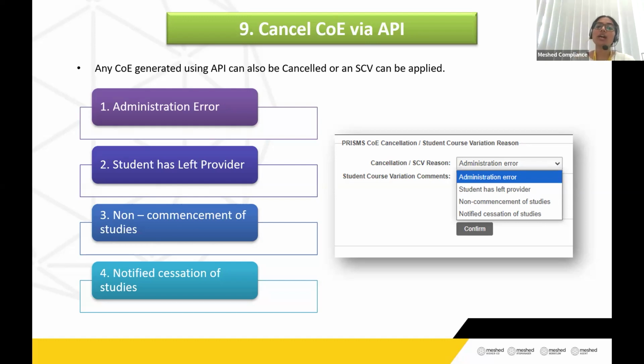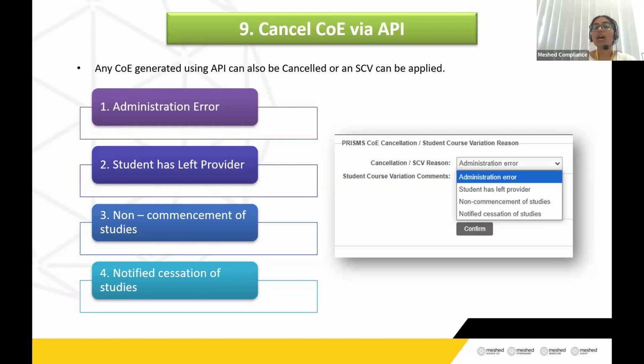Second option is the student has left provider, as you can see. This is used when ideally the student has notified the provider that he won't be returning and has switched colleges. You can quote this reason and specify the last day of study for the student along with the termination date. In cases, the system may also ask you if the student commenced any studies or not. Providing all the information, you can simply again click confirm and proceed to cancel the COE.